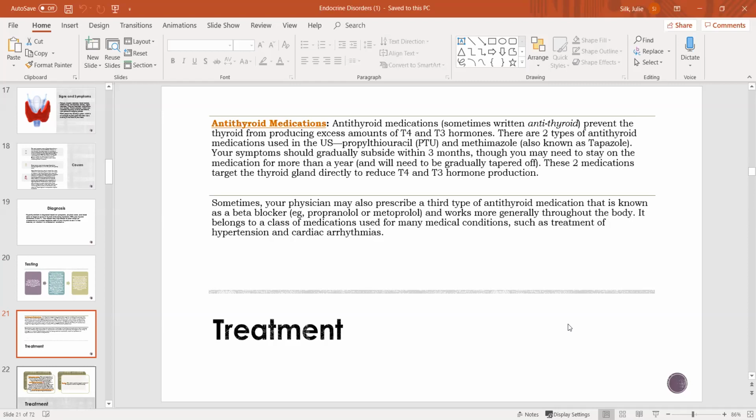However, if you're pregnant and you find out that you have this and they want to put you on one of these drugs, the PTU is what they will put you on at first, and then they may switch you to something else later on in your pregnancy, which is weird, you know, but that's what they do.